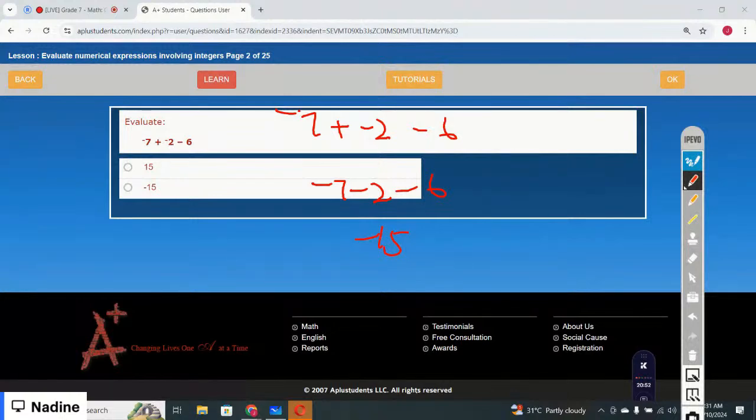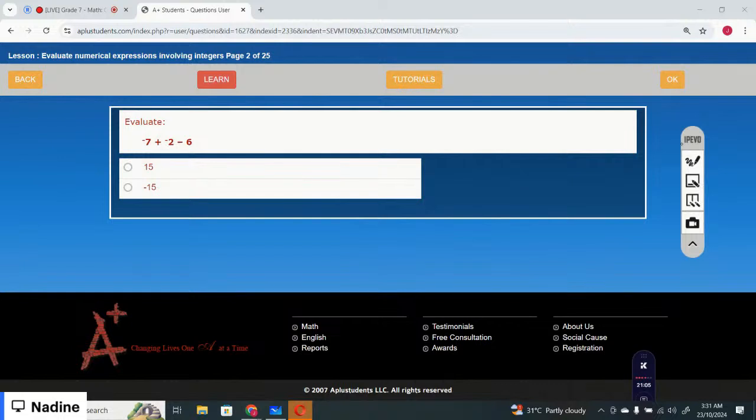Got it? The correct option is -15. Option number 2 is the correct option.